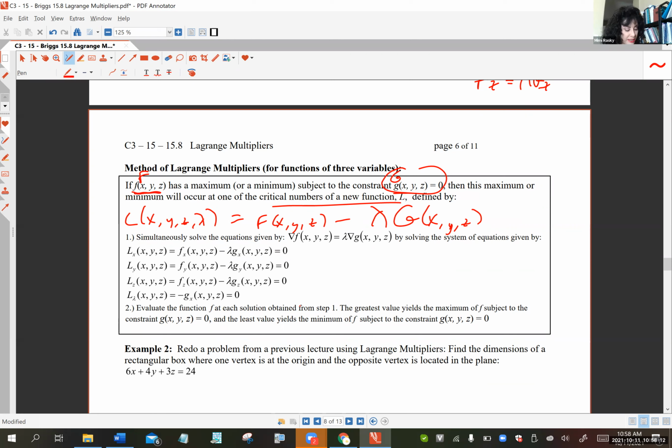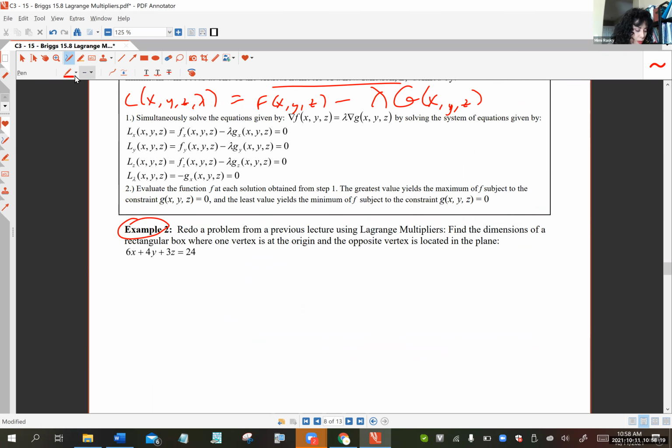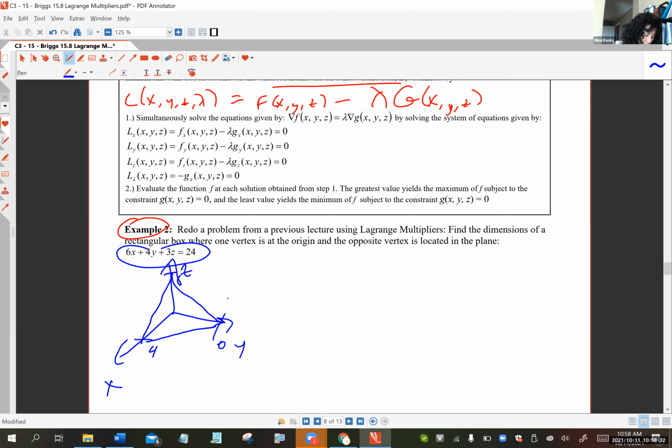Really? Yeah, we did example 2 last week. We did find the maximum volume of a rectangular box, one vertex at the origin, subject to the constraint of a plane. I don't know if you remember this, but I claim we did this, where the box was sitting flat on the XY plane with one vertex at the origin here. Ooh, it's kind of hard to draw in 3D. And then its other vertex was located in the plane. Does anybody remember doing this problem?